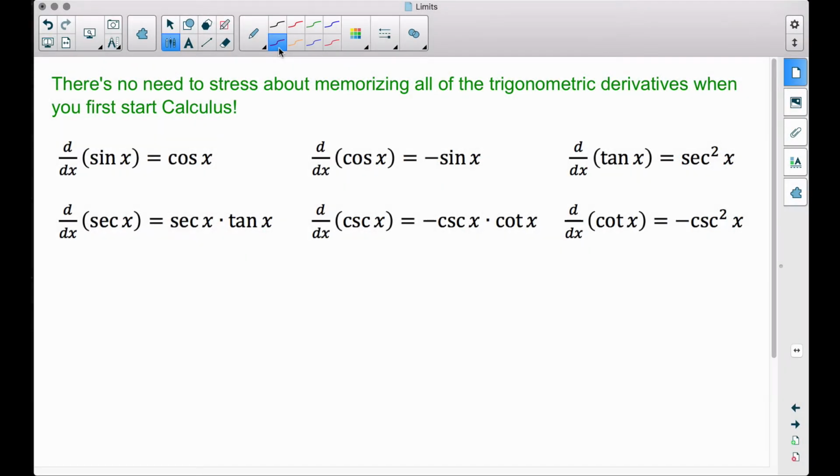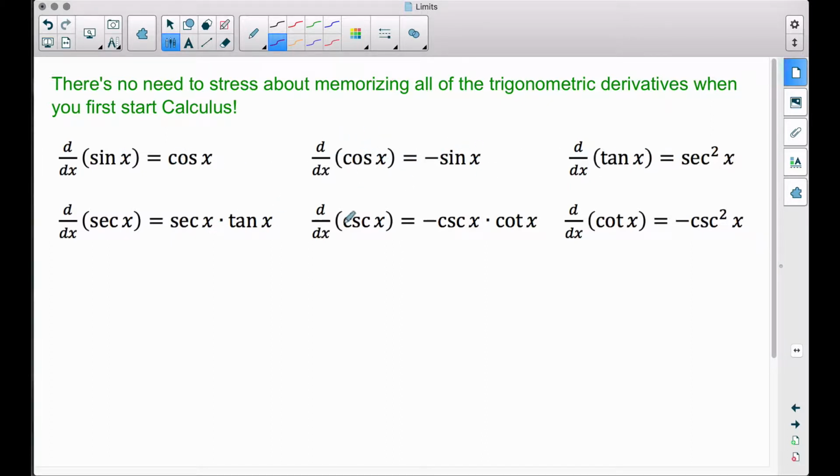In this video, we're going to talk about the 6 derivatives of our trig functions: sine, cosine, tangent, secant, cosecant, and cotangent. All 6 of the derivatives are listed here, but through time you'll start to memorize these, so don't stress about it right off the bat. The only 2 that you really need to know, and the only 2 that I probably will know until the day I die, is the derivative of sine is cosine, and the derivative of cosine is negative sine.